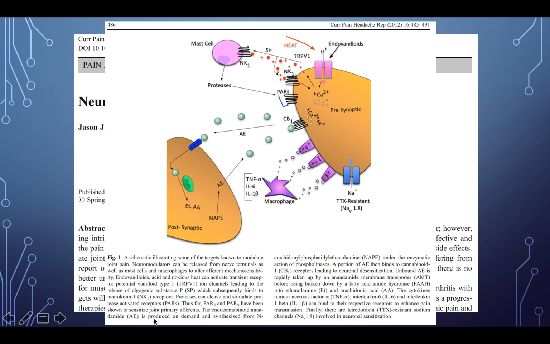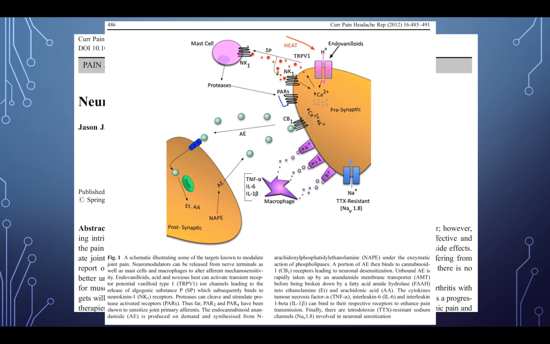Proteases can cleave and stimulate protease-activated receptors, or PARs. So thus far, PAR 2 and PAR 4 have been shown to sensitize joint primary afferents. So that's something I didn't know. I know everyone can sleep at night fine not knowing that, but the protease-activated receptors, and so far PAR 2 and PAR 4, and I'm sure past 2012 they found more, but those seem to really sensitize the joint primary afferents.